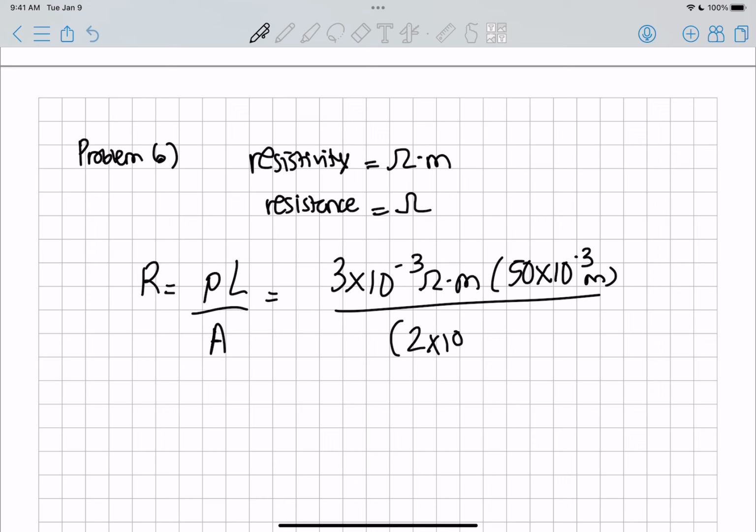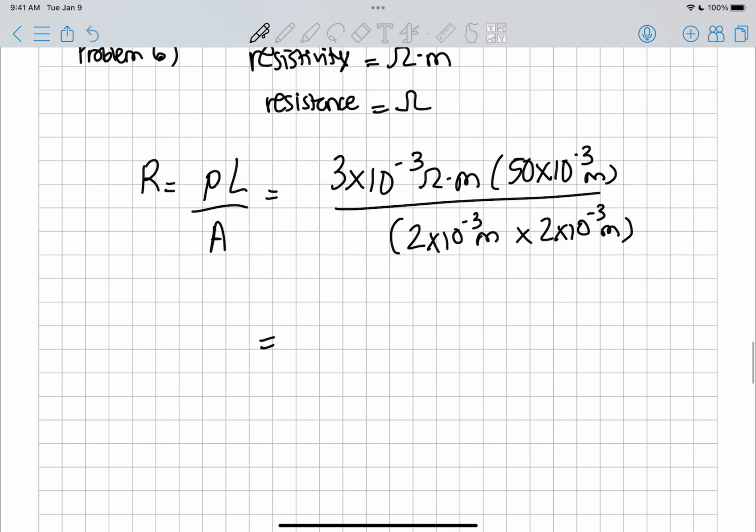So 2 times 10 to the negative 3 meters times 2 times 10 to the negative 3 meters. Or you can just take 2 times 10 to the negative 3 squared, because we want to figure out the area. So that's your cross-sectional area. That's the length of your resistor or your wire, and then times your resistivity right there. And that gives you your resistance.